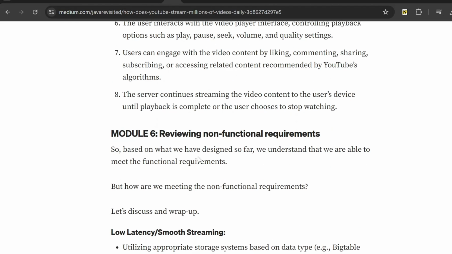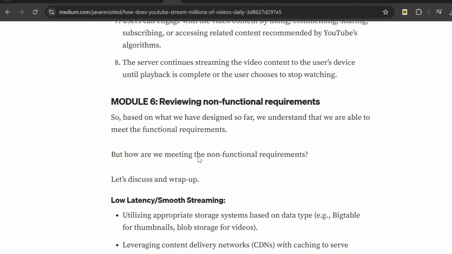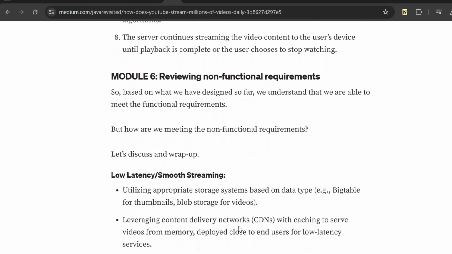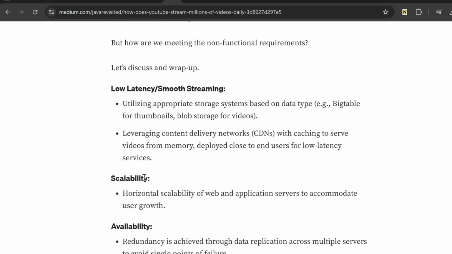And finally, the sixth module, where we will see if the non-functional requirements which we had laid down before are aligning with the design that we have come up with. For example, we talked about availability. We talked about low latency. Now we have introduced CDN in the picture. Why? Because we want a smooth playback experience. We don't want the buffering to happen, right? So that is the reason we have introduced it, and that is going to guarantee the low latency of the smooth streaming.